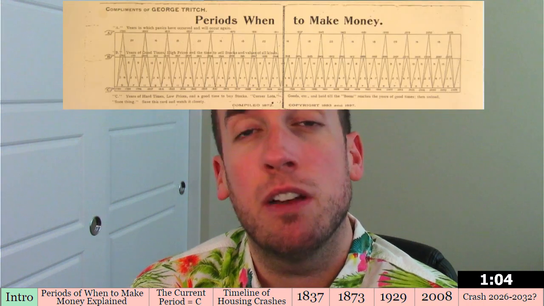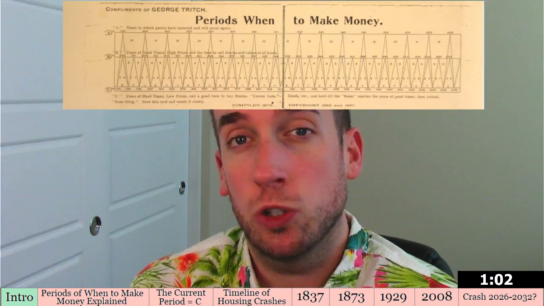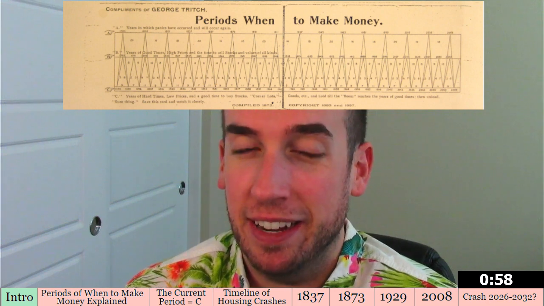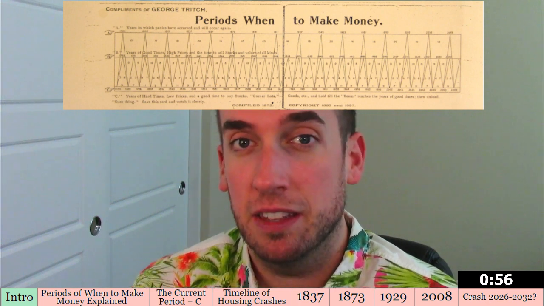If you have been watching my recent videos, I talked about the periods of when to make money by George Tritch, not Samuel Benner. Samuel Benner has created publications, but the recognition always goes towards Samuel Benner and not George Tritch.